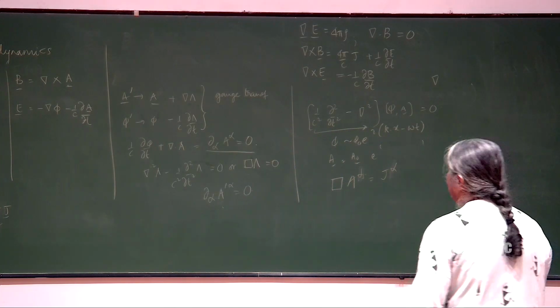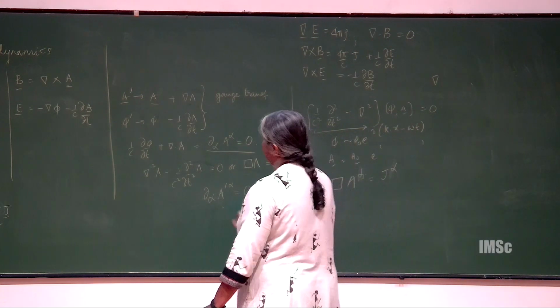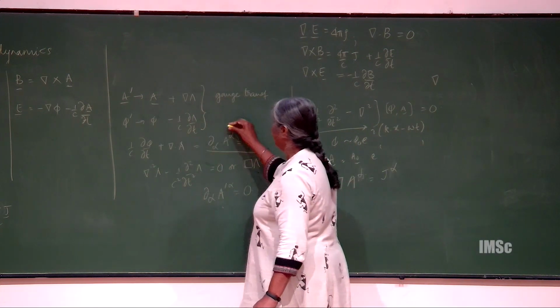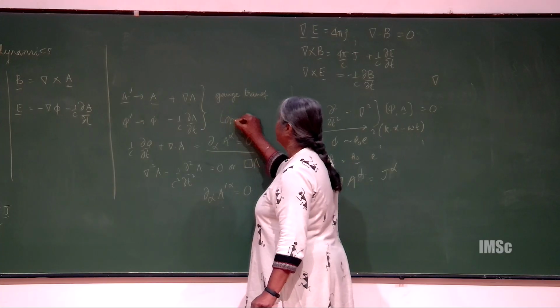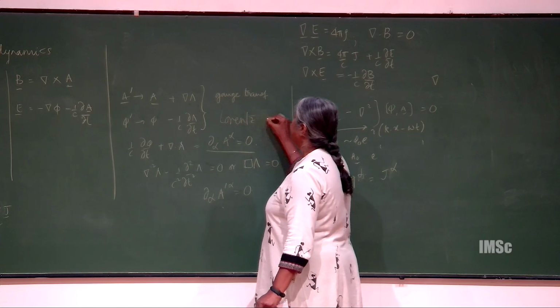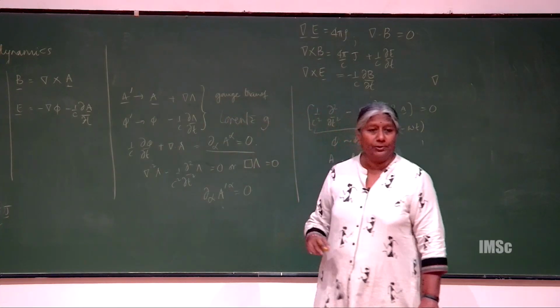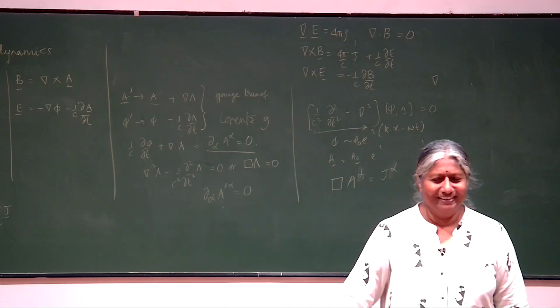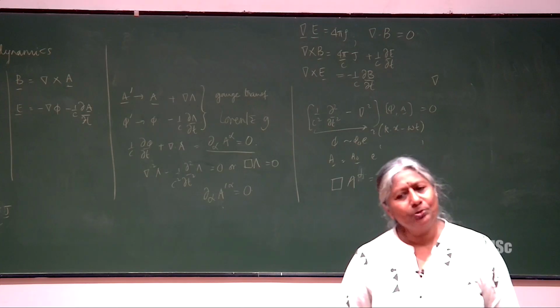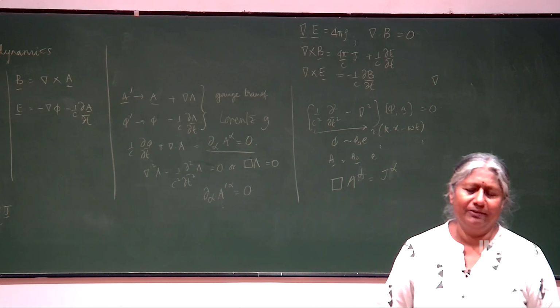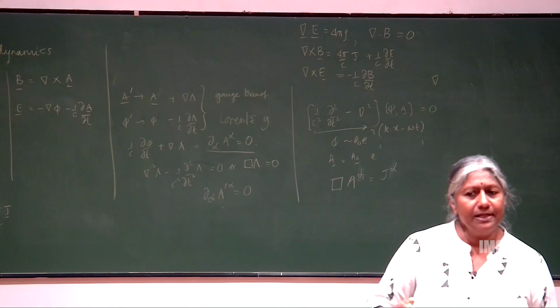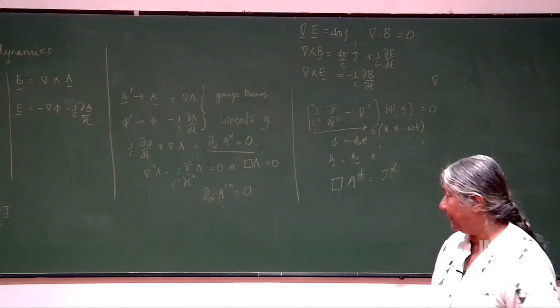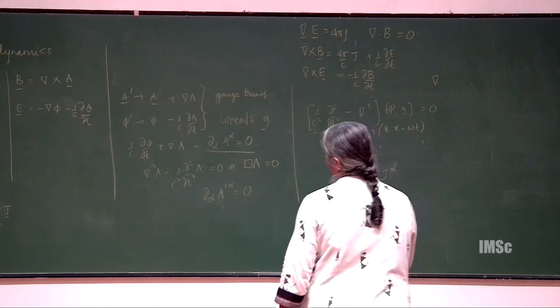So because of this freedom, I can have a gauge choice. This particular gauge choice is called the Lorentz gauge. There are many gauges that you can use. People like this gauge because it is manifestly Lorentz invariant. But you can use non-Lorentz invariant gauges also. The main thing is that you have this residual freedom which you can fix, and therefore there are two sets of constraints.